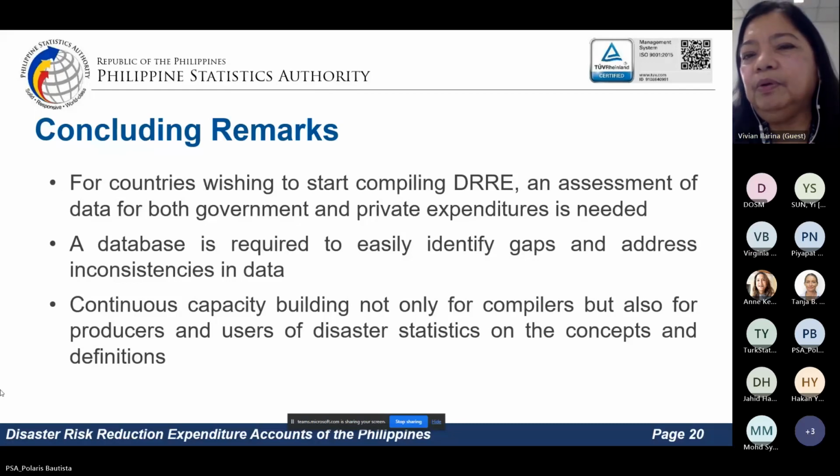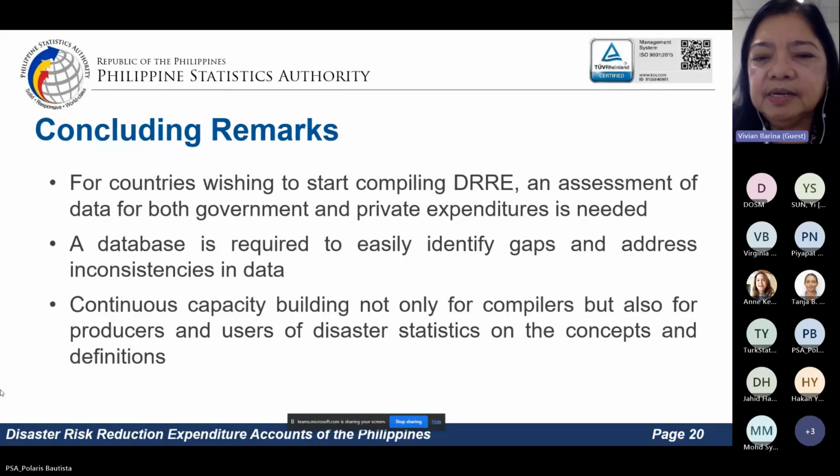Now, when we started developing the DRRE, it took us a while, like 5 years, no? 5 years to put up the DRRE accounts. We spent a lot of time for 5 years to do capacity building. So we are very happy and we are very grateful to the UN ESCAP. They started this all in the Philippines, and several times they keep coming back to the Philippines just to provide technical assistance and training for us in the Philippine Statistics Authority, but not only for PSA, but also to the producers of data and the users of disaster statistics.